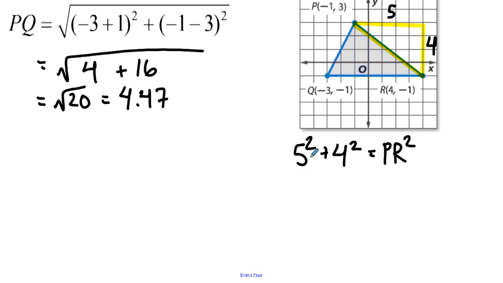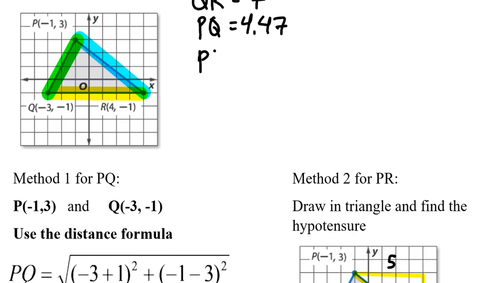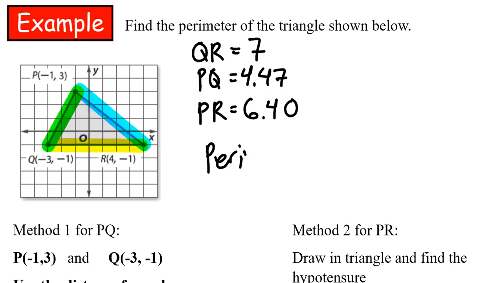5 squared is 25, 4 squared is 16, that'll make 41. Then I take the square root of each side. Square root of 41 is also an irrational number, so I'll have to approximate it. 6.40 equals PR. Now I have all the side measurements, and then I just add them up. So the total perimeter, when I add up all the sides, would be 7 plus 4.47 plus 6.4, 17.87 units. I just use U for units.